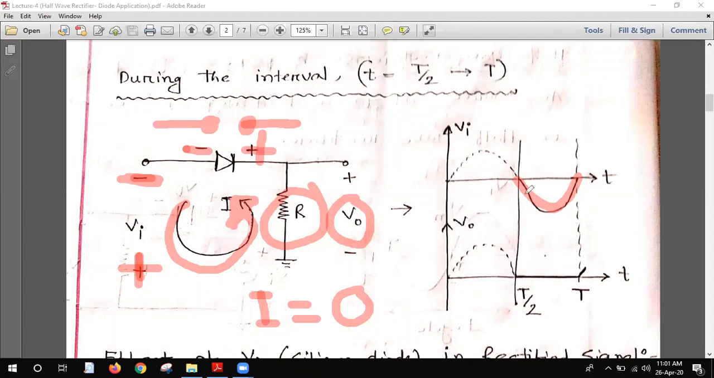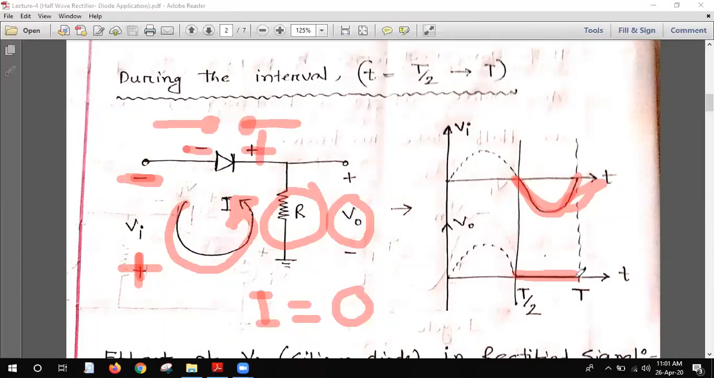That's why you see that this is the input. This one is the input. So the output is nothing. Why? Because this one is reverse biased. This one is reverse biased. That's why there is no voltage in the negative cycle.